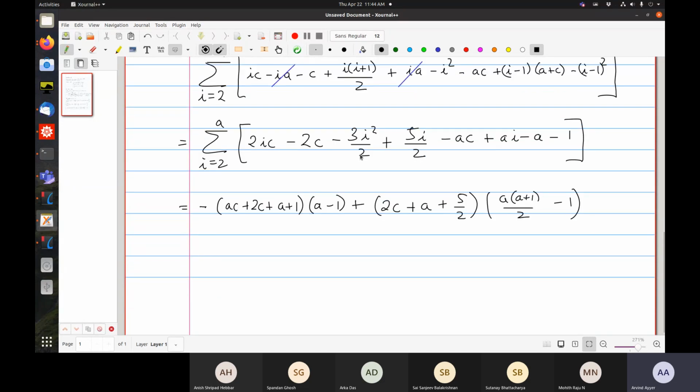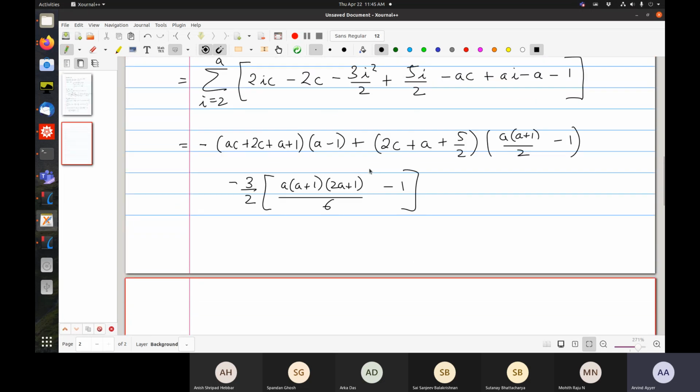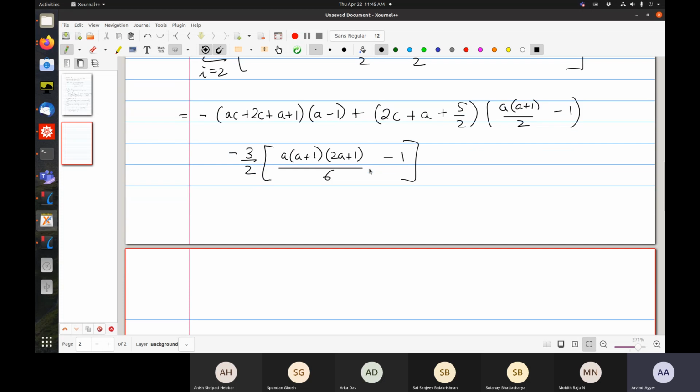And lastly, I have to look at the I squared term. There's only one, so now you remember the formula for the sum of I squared. This was also in homework 2. So this is A into A plus 1 into 2A plus 1 by 6. But I have to subtract off the I equals 1 term; 1 squared is 1. Okay. Now let's do a massive expansion.